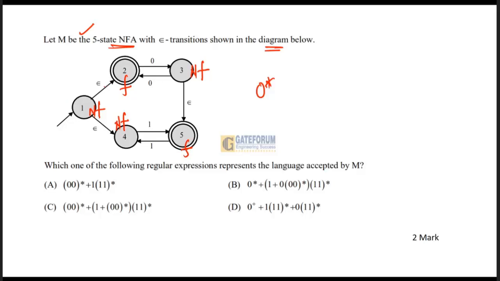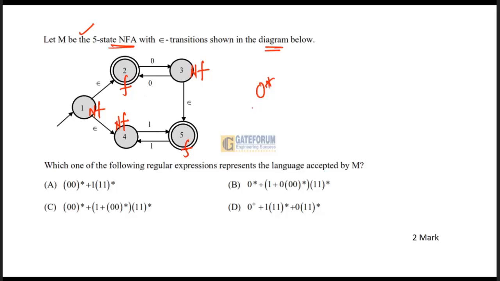Because we can go with epsilon directly here. It is a non-final state and it reaches a final state directly with the epsilon transition. It will accept, and here also if you can see epsilon is here, right? So from any choice, we can reach the final state either here or here. So the given machine will accept all the zeros. So 0 star will be there.